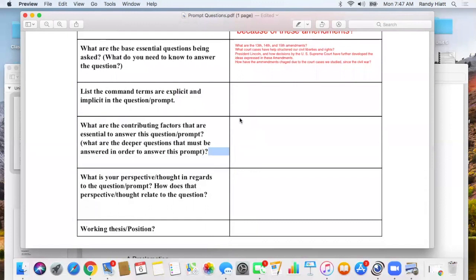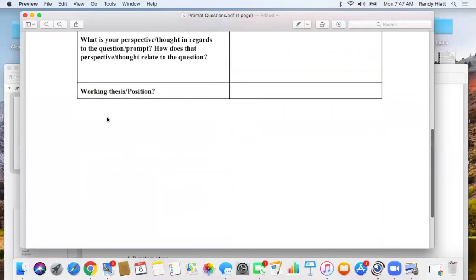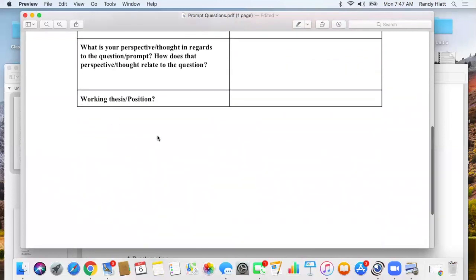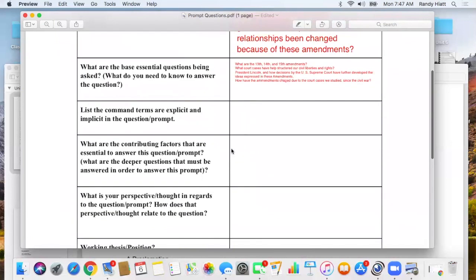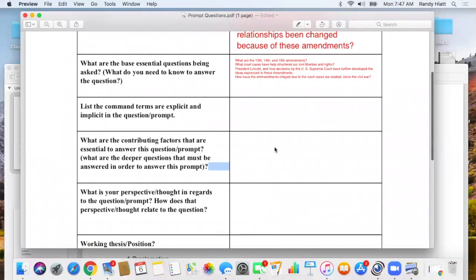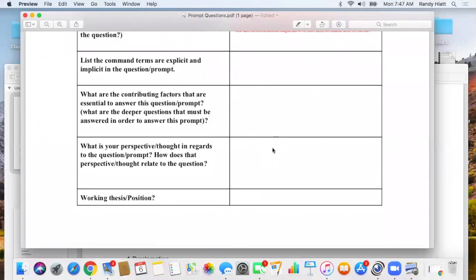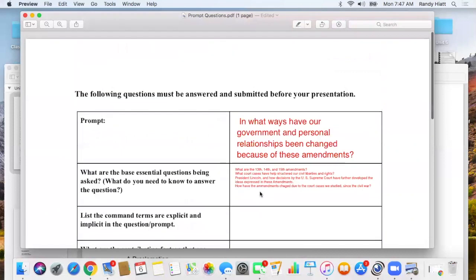And then our secondary questions. After we answer these questions, we should have a group of secondary questions. Now, remember, you need to record all of your answers. And from there, after we answer these contributing factors, we should have a perspective, meaning how we feel about it, our view of it, and then you should be able to give us your working thesis.